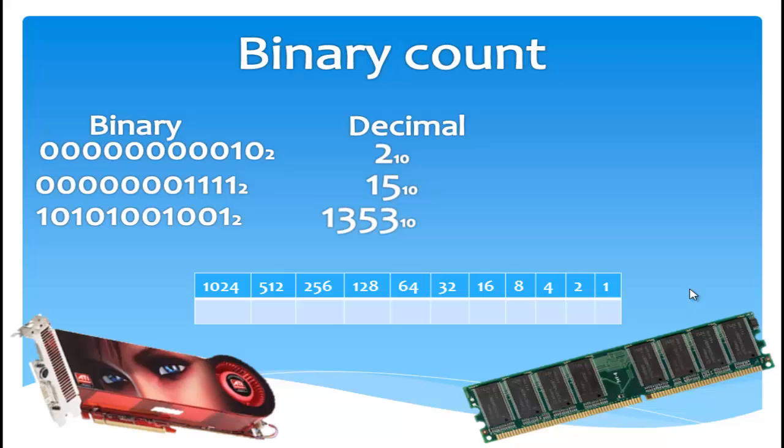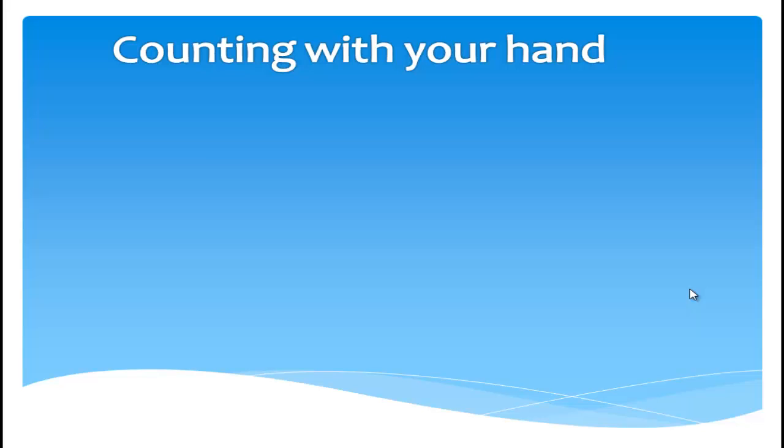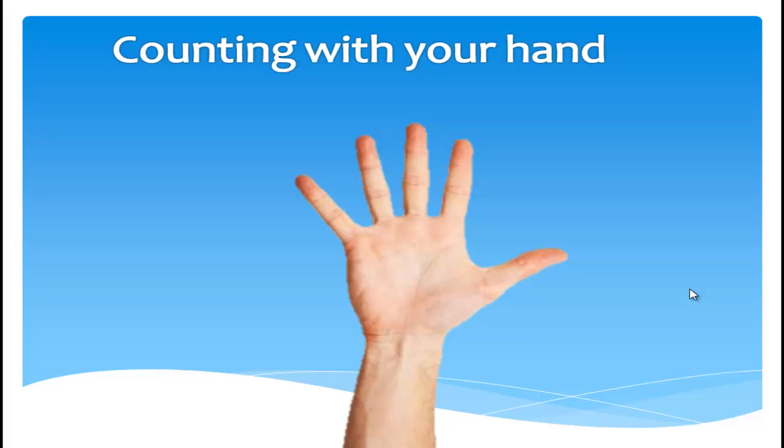Now I'm going to show you a little trick. I'm going to teach you how to count with your hand. Really quick, I need my hand. So there we go. Now let's imagine that this finger represents the ones place. If you have just one, you just raise that finger. Now this one represents the twos place. This is the 4s, 8s, and the 16s. So if I raise this finger and that finger, that would be a 3.